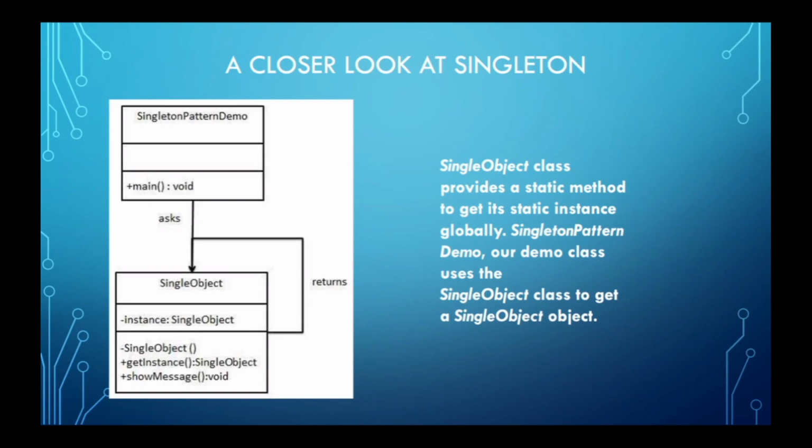globally. Pretty much, if you were to have that in Java terms, you would have a private member of the singleton object that's static. So it's just one for each object, and it could just be accessed pretty much throughout the program. So yeah, the singleton pattern demo uses the singleton object class to get a singleton object. I know that's a little repetitive, but that's how they name their classes for this diagram.